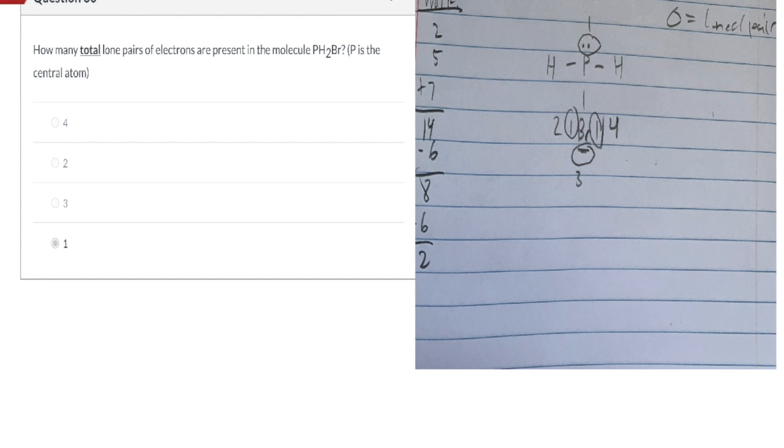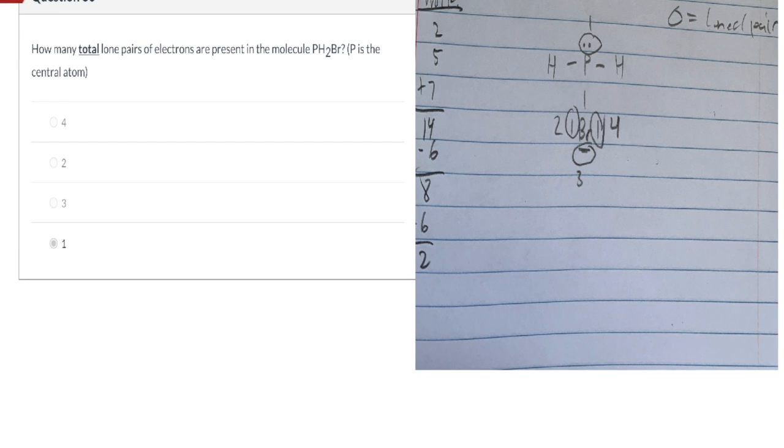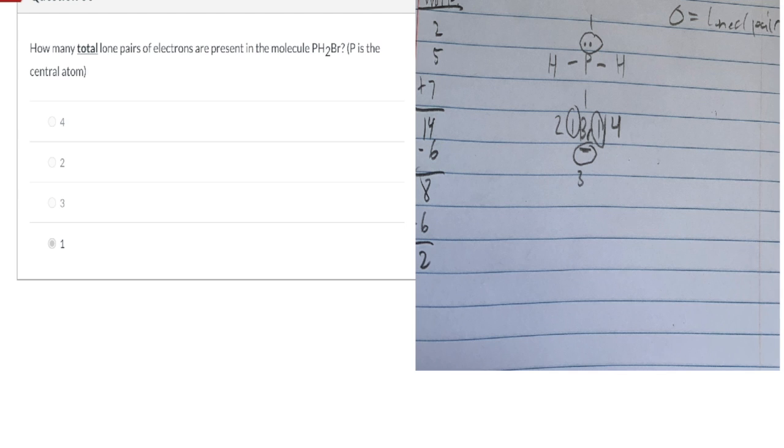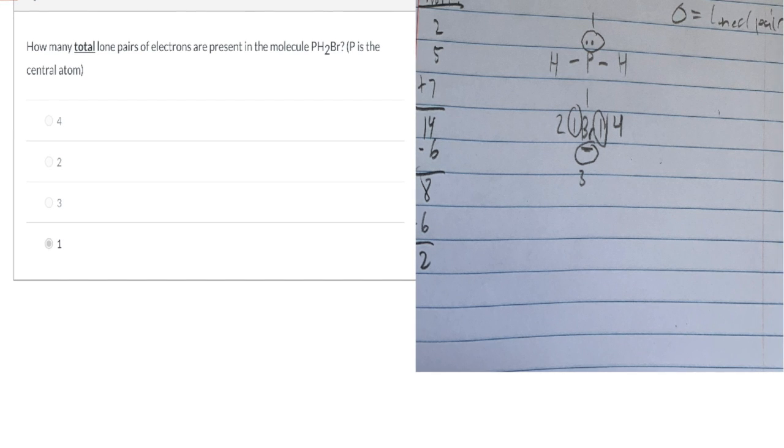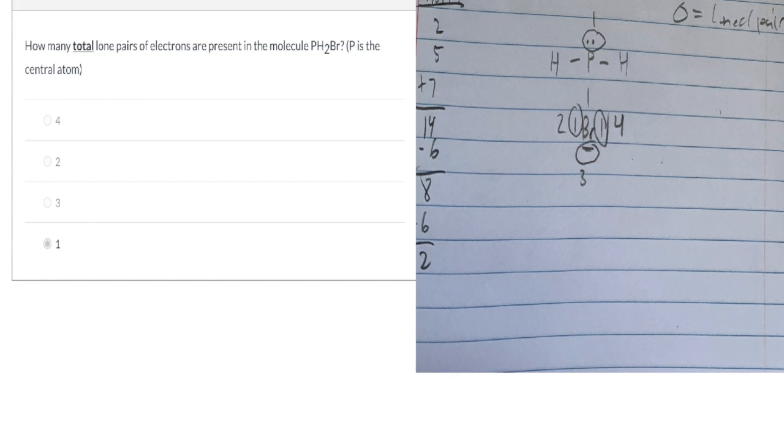So now you do 8 minus 6, as you can see in the left side of the calculation. That gives you 2 electrons that are left over. And as you guys can see, phosphorus only has 6 electrons right now, and it needs 8. So I gave those 2 electrons to phosphorus.